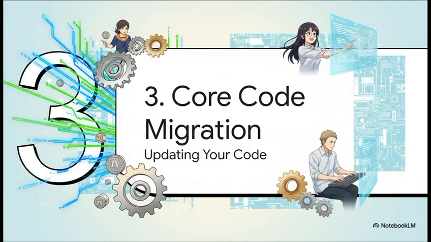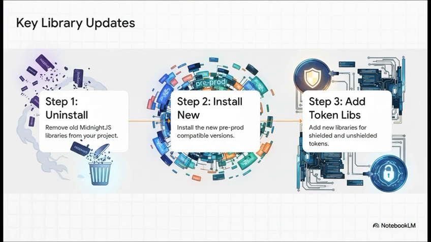Okay, so our environment is now configured correctly. It's time to get our hands dirty and dive into the code itself. Just a heads up, this isn't just a simple version bump. Some key APIs and libraries have changed, so you'll have to make some direct updates to your source code. Your very first task in the code is to update your dependencies. That means completely uninstalling the old Midnight.js packages you were using and then installing the new pre-prod compatible versions. You'll also need to add a few brand new libraries that are built to handle the new separate token types in pre-prod.